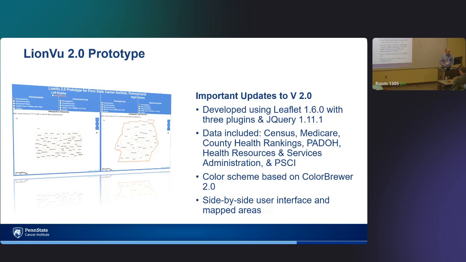Here's the first version of my prototype. It used Leaflet 1.60 with three plugins and jQuery. The data was census, Medicare, county health rankings, Pennsylvania Department of Health, Health Resources and Services Administration, and Penn State Cancer Institute. It was based on Color Viewer 2.0, which is a free and open source website that provides color schemes for choropleth maps, and these are area maps. They also allow me to have side-by-side maps where one could be Pennsylvania and another the Cancer Institute, which is a 28-county region of Pennsylvania.